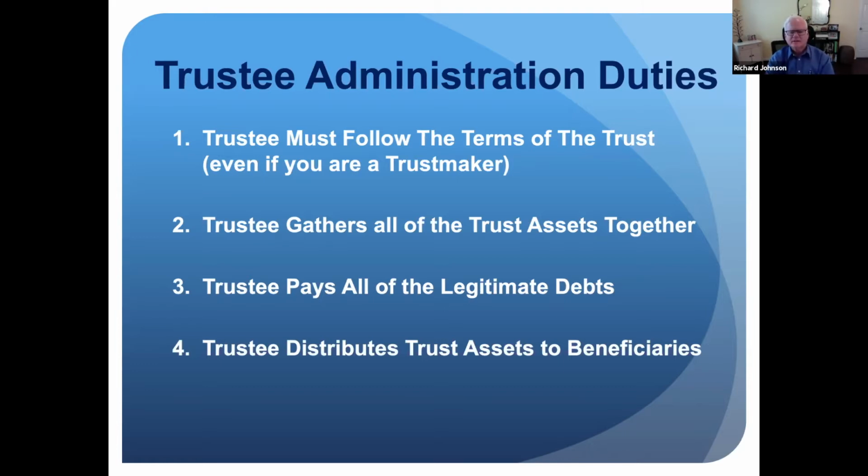The trustee upon death also gathers all the assets together and then they pay all the legitimate debts. And after the legitimate debts are paid, which includes taxes and expenses, then we distribute what's supposed to go to the beneficiaries to them.